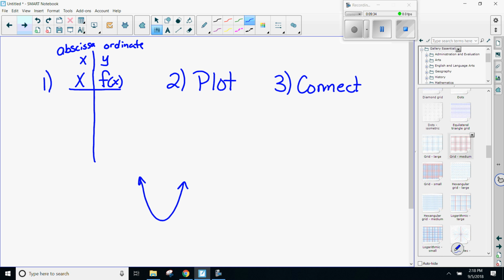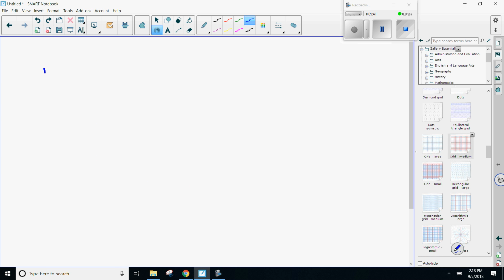for y is equal to f of x, which is equal to x squared minus 3. So the first thing that we would want to do, if we were given the equation y or f of x is equal to x squared minus 3.